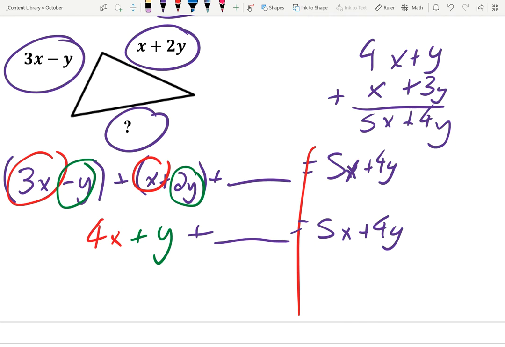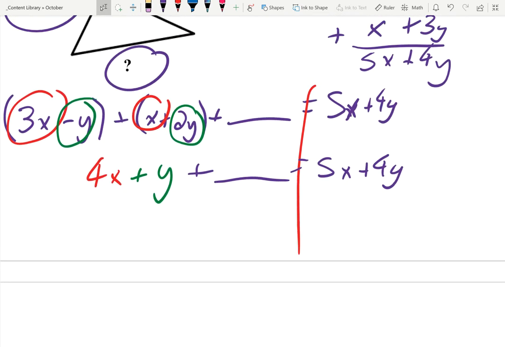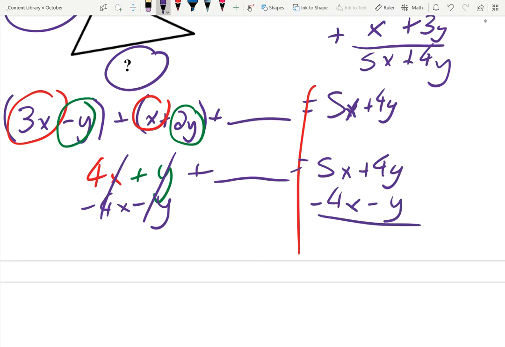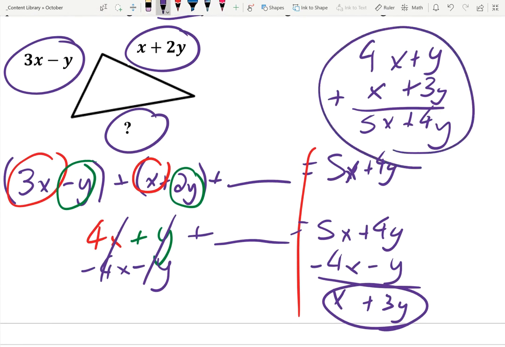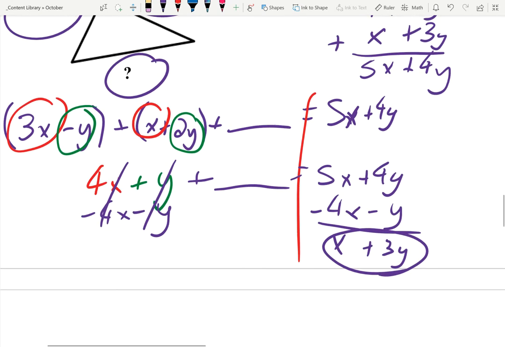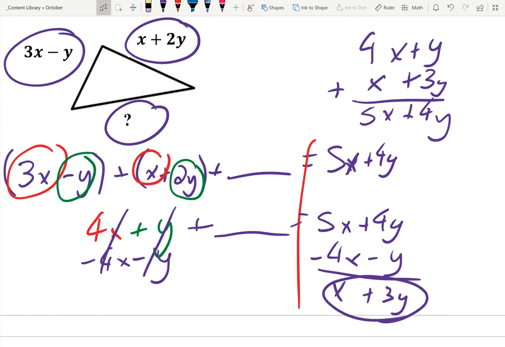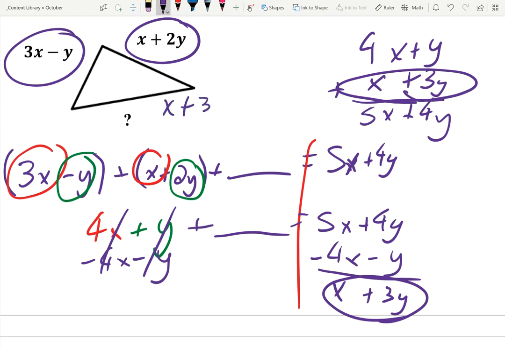The other thing is you could just subtract 4x, and you can subtract y to cancel them out, and then you'll have your answer. Either way, you would get 1x, and this would become a positive 3y. Either way, you get x plus 3y. It really doesn't matter what your approach is, whether you approach it with this method or without subtraction. We end up with the result of x plus 3y either way. So the other side is x plus 3y.